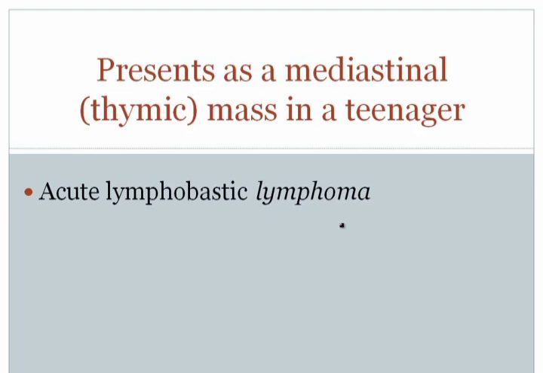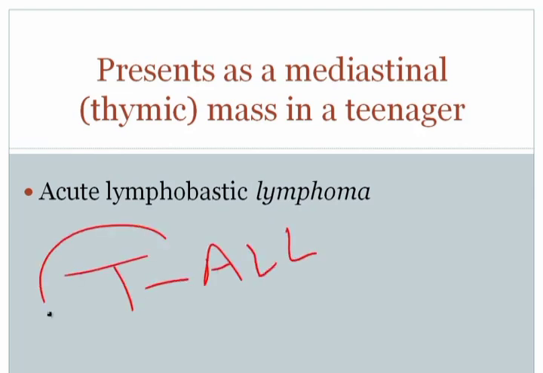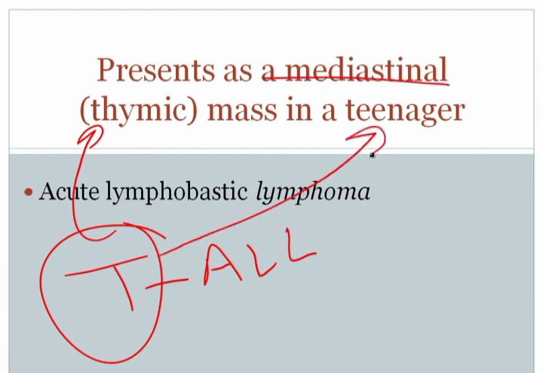Now T-ALL is very easy to remember because the T is sort of the mnemonic. So it presents as a thymic mass, and that makes sense because that's where the T cells normally would go. So it's going to be in the mediastinum, and it presents in a teenager. So thymic mass and teenager.